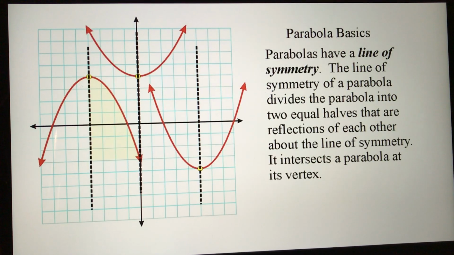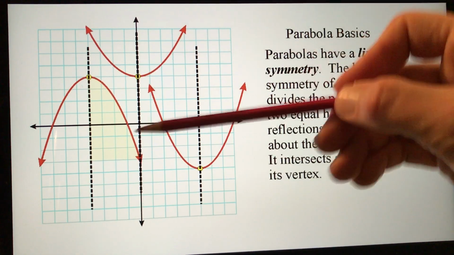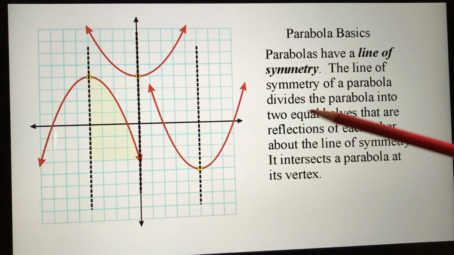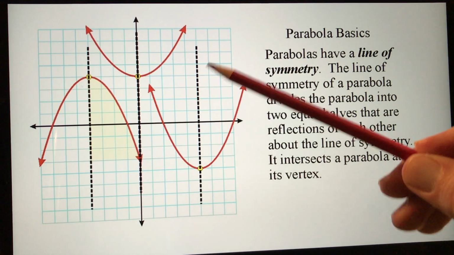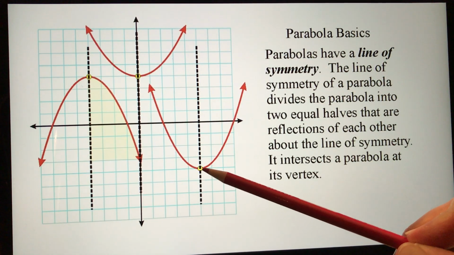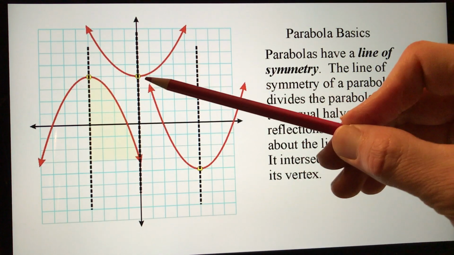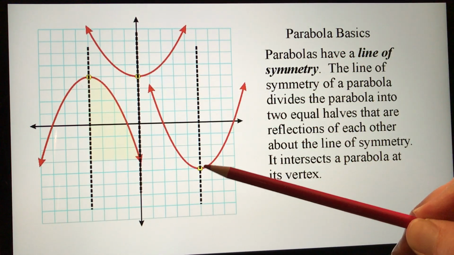So just in summary there, a basic for parabolas, they have a line of symmetry that splits them in half. The line of symmetry of a parabola divides a parabola into 2 equal halves. And at the intersection of this line is what we call the vertex. So basically the vertex is the turnaround spot for these parabolas.